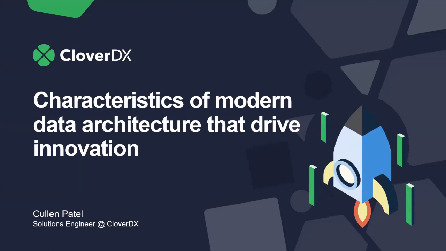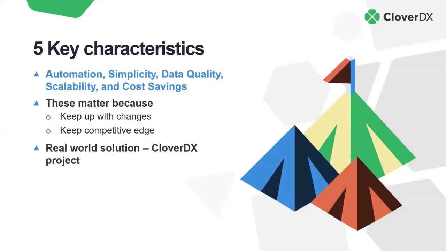So let's just jump right into it, shall we? What are the 5 key characteristics that we're going to take a look at? Well, we're going to take a look at automation, simplicity, data quality, scalability, and cost savings. After that, we'll take a look at why these matter during each of the sections, right?